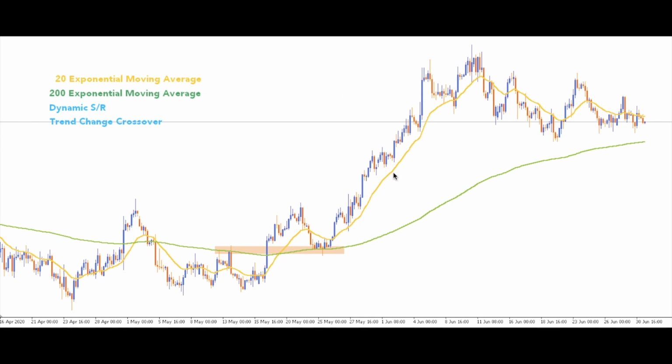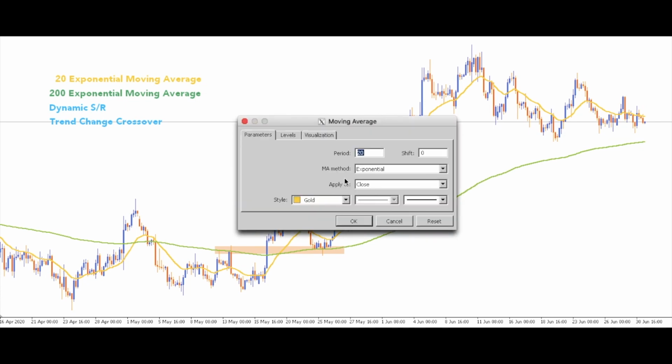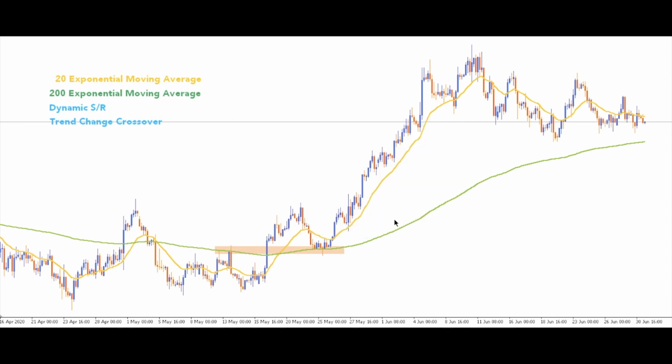So the first one, the golden one, is a 20 period moving average, and the moving average method is exponential, applied to close, and you can choose any color you want. Then the longer term one that I use is a 200 period moving average with the method of exponential. You can also use linear weighted, but I use exponential. And you can choose any color or style, or make the line a bit fat or thin on the basis of your judgment or perception, whatever you want.